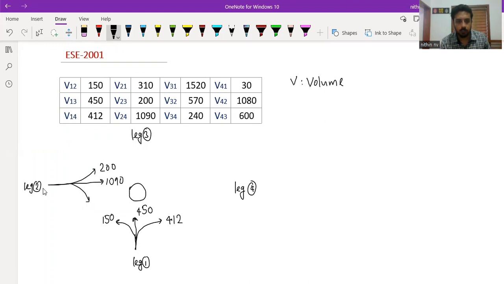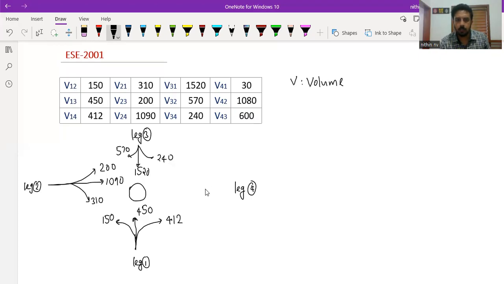Yes. So how much is it? 2 to 1, it is 310. Understanding, guys? So try to draw the remaining things also. Everywhere I can just draw like this. You just mark that. Now you can easily do it yourself, right? 3 to 2, it is 570. Then 3 to 1, it is 1520. 3 to 4, it is 240.